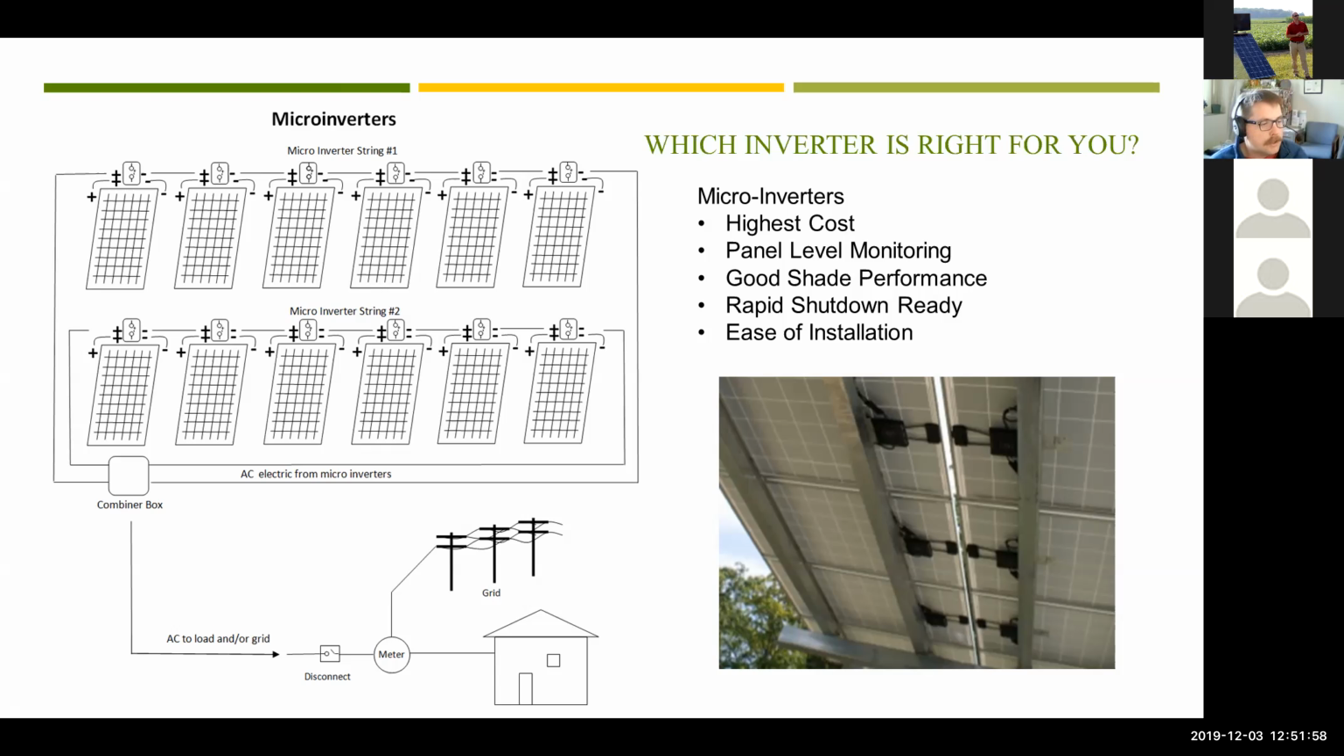It is rapid shutdown ready, meaning I can put it on a roof and meet the electric code just by design. They're very easy to install, and that can help as well. I know a number of installers that really like them, but many installers that I know really prefer them only on roofs because of the ease of installation and the rapid shutdown. They don't necessarily do them on ground mounts because of the extra cost.